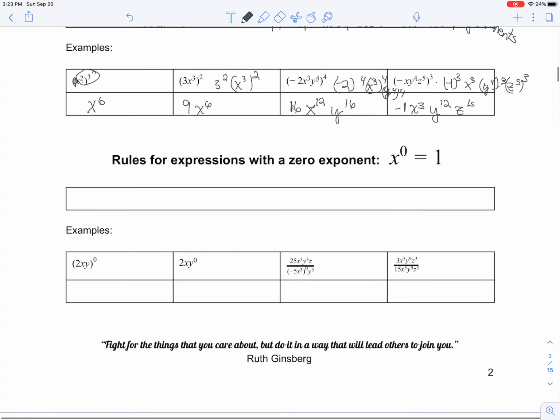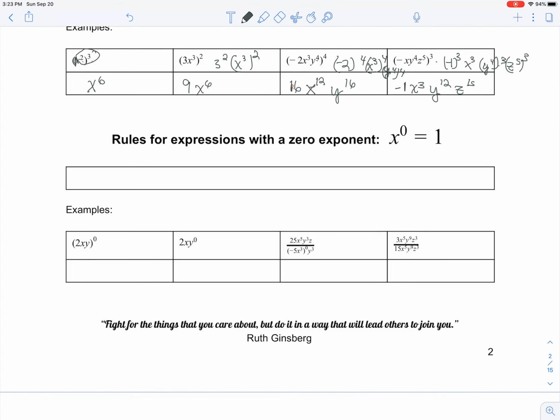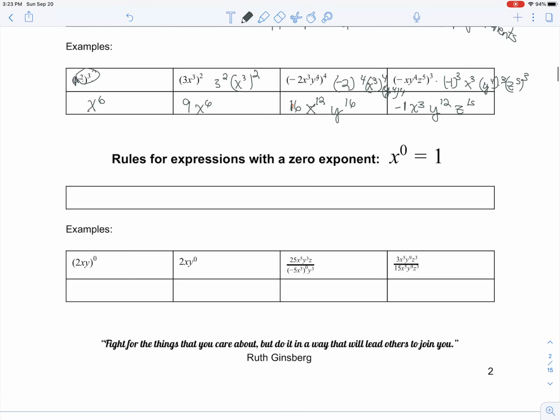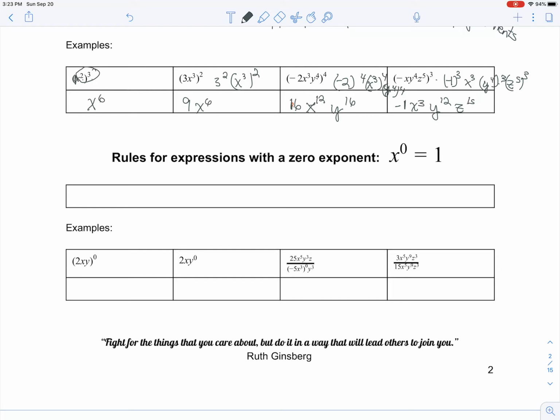All right, anything raised to the power of 0 is 1. And the reason that is, is because of the rule that we did a minute ago, the quotient rule. So if I have x squared over x squared, well, we all know that's 1. But why? Because I can do x to the 2 minus 2, which is x to the 0. Or I could do x times x over x times x and say that the answer is 1. So either way, however you want to prove that, anything raised to the 0 power is 1.